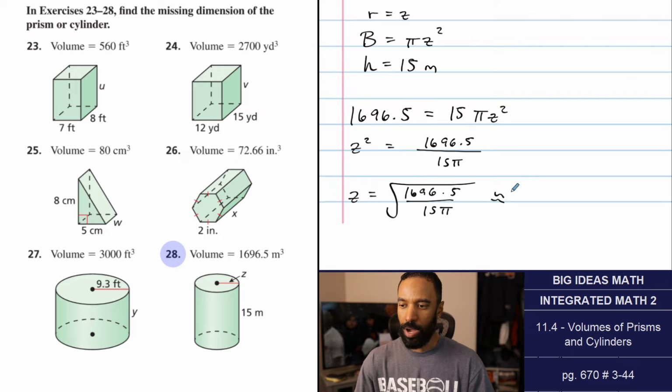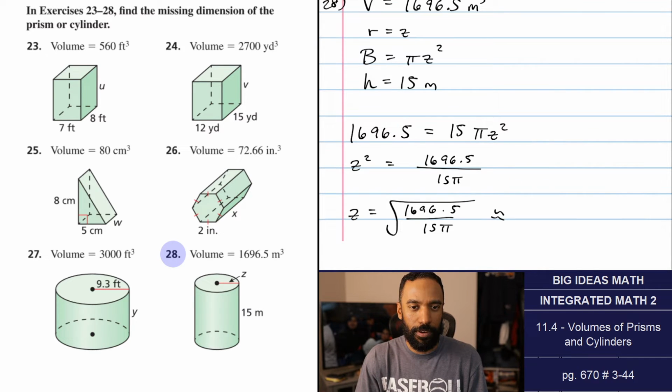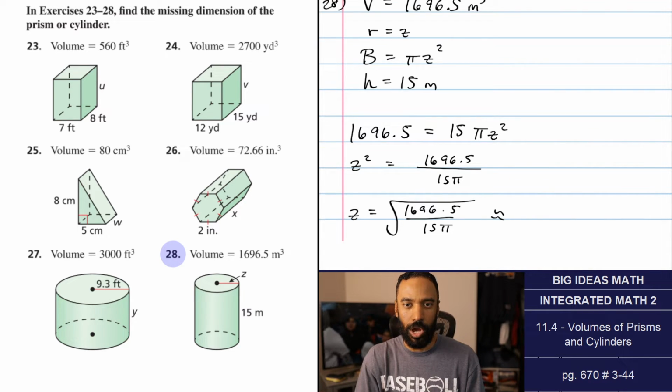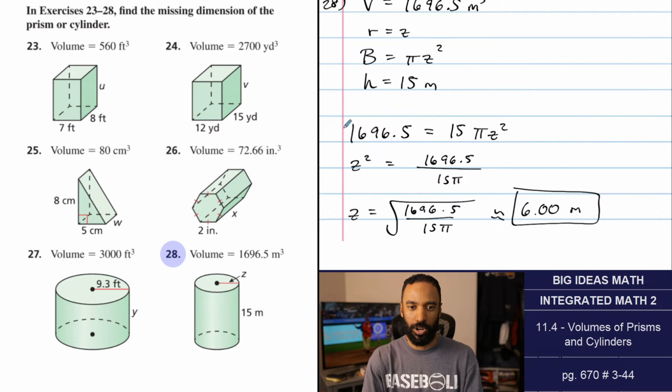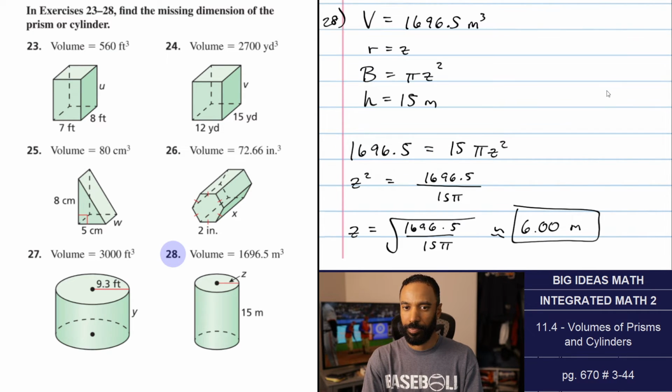And that's approximately what? Same thing as before. When I type in 15 pi into here, I have to make sure it's in its own set of parentheses. So square root of 1696.5 divided by parentheses 15 pi. And now I get 6, right? That's the clean kind of number I'm looking for. That's a radius length. That is in one-dimensional units. That is meters. So 6.00 meter radius.